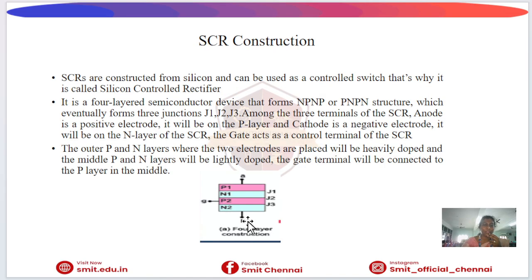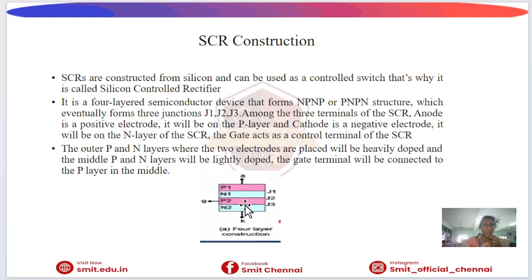Next one is the SCR construction. The SCR consists of four layers, that is PNPN. Forming three junctions, that is J1, J2, J3. J1 is in between P1 and N1, J2 is in between N1 and P2, J3 is in between N2 and P2. So we have three junctions, and the terminal connections are: anode connected to the P layer, cathode connected to the N layer, and the gate connected to the P layer. So we have the three terminal connections.